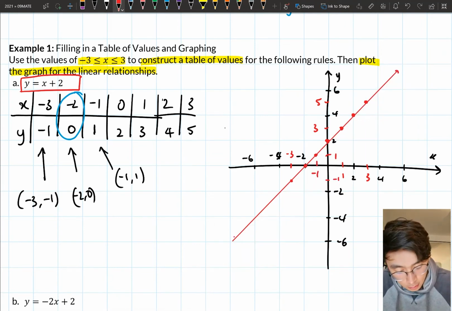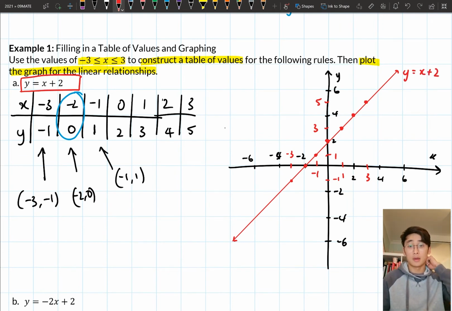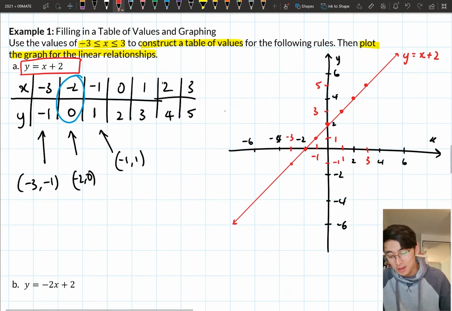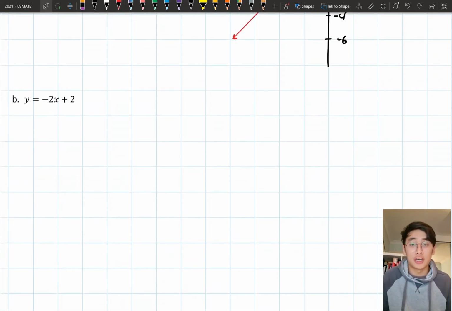We've plotted this particular rule, y is equal to x plus 2. Cool. We've done one example. Let's have a go at another one. Next one over here. This one's a little bit trickier. y is equal to -2x plus 2. Let's have a look at this one.